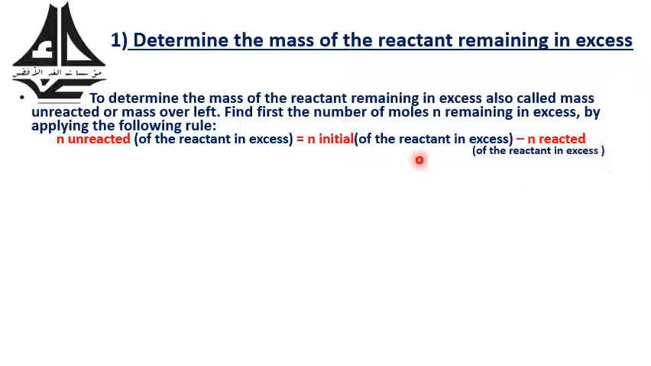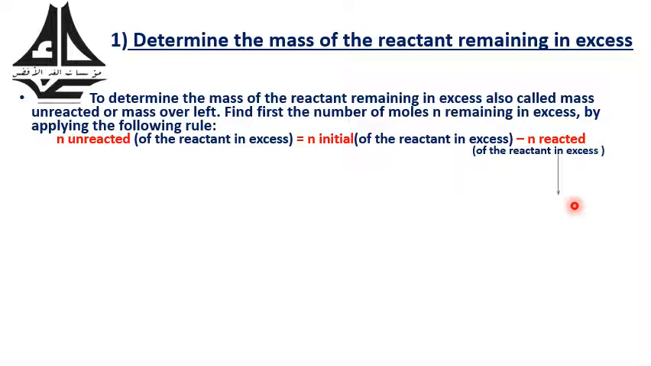Because as you know, the initial amount of the reactant in excess is not totally reacted. Part of it reacts by stoichiometry and part of it remains unreacted. So to calculate the number of moles unreacted of the reactant in excess, simply we apply this rule. Number of mole unreacted equal number of mole initially found minus number of mole reacted. How to calculate now the number of mole reacted of the reactant in excess?